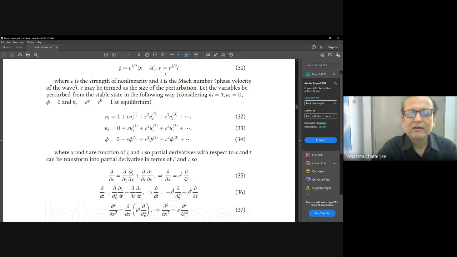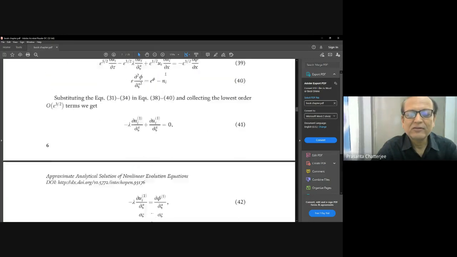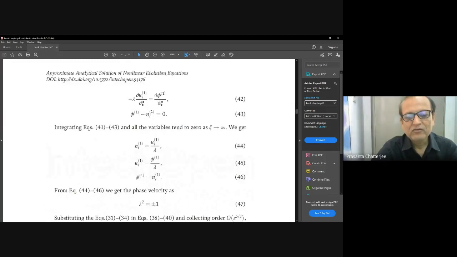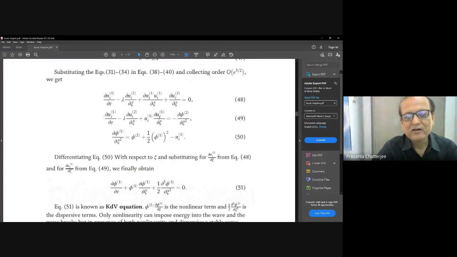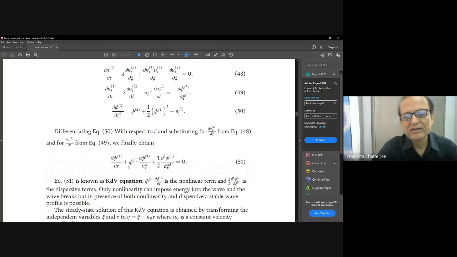Next, we want to find the evolution equation. To find the evolution equation, we consider the next higher order of epsilon. Considering the next higher order of epsilon and doing some mathematical manipulation, we get a nonlinear partial differential equation 51, which is the famous Korteweg-de Vries equation, or KdV equation.